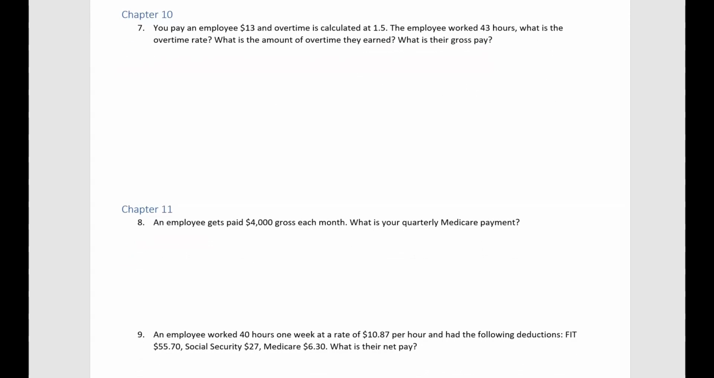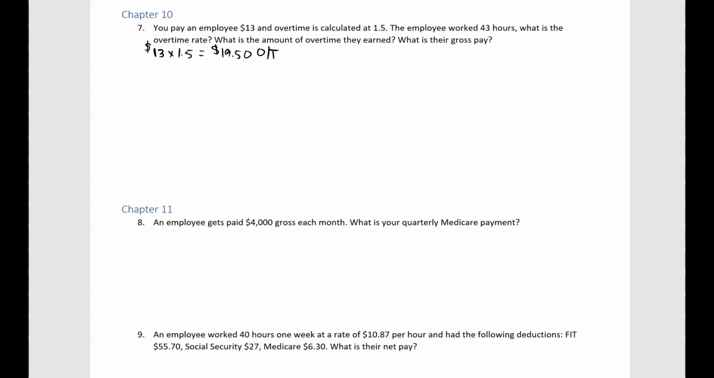And here we have an employee that's paid $13 an hour, and their overtime rate is calculated at 1.5, so time and a half. So let's figure out what that is. 13 times 1.5 is $19.50. So regular time, they make $13 an hour. Overtime, they make $19.50. Okay, the employee worked 43 hours. What is his overtime rate? This is the first question. What is overtime rate? $19.50.